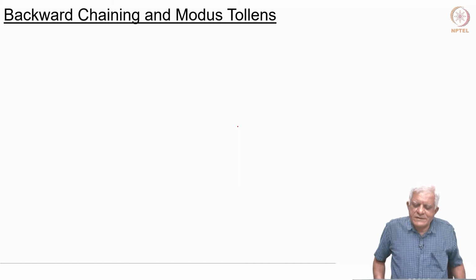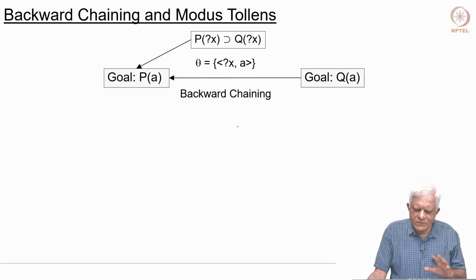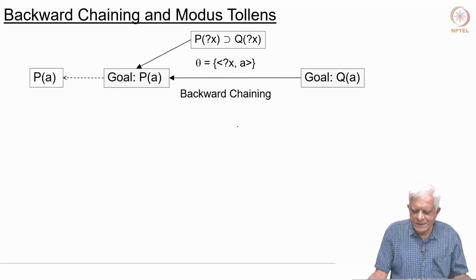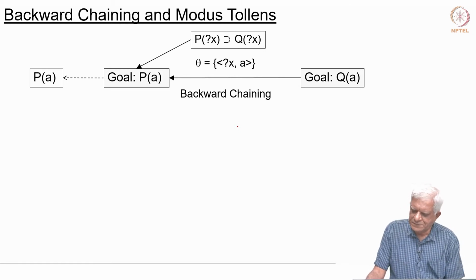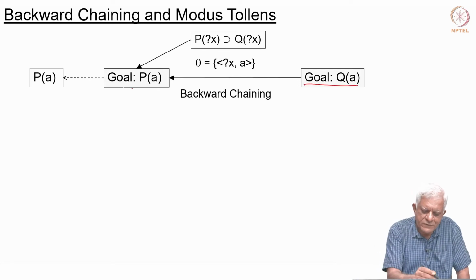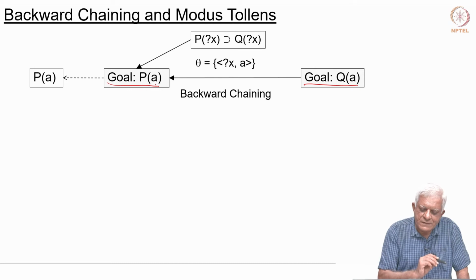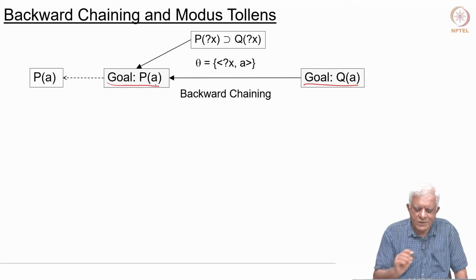So, here is a look at this backward chaining process, and see that essentially, logically, we are doing the same thing, making valid inferences. This is the backward chaining rule that we just saw: you start with a goal Q of A and you end up with a goal P of A, and because you find that in your knowledge base, you stop the process.